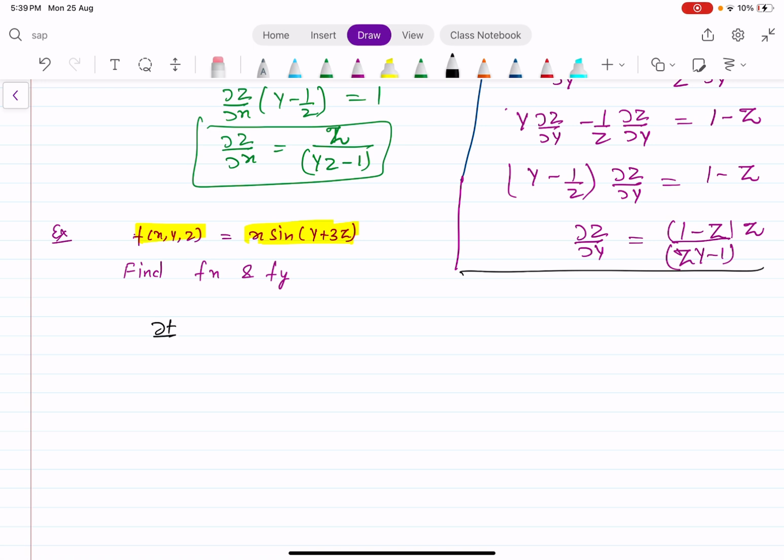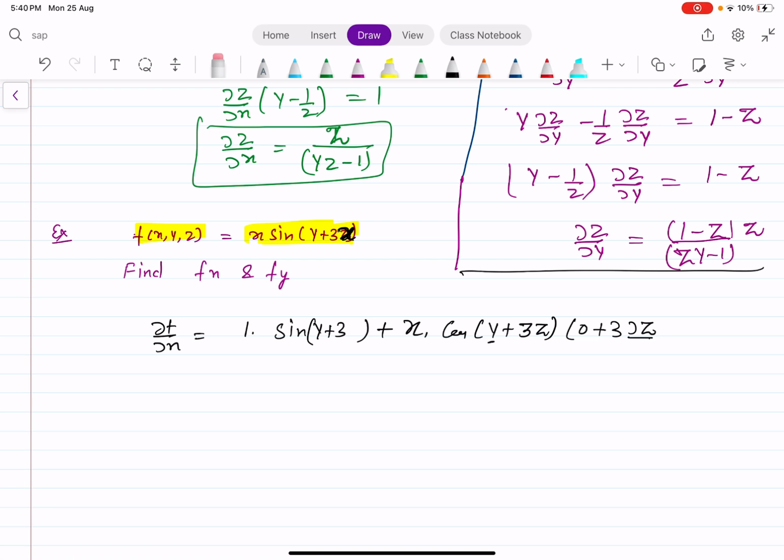So ∂f/∂x equal to, we are differentiating f with respect to x. So it is a function x sin(y plus 3z). So differentiation of x with respect to x is 1, sin(y plus 3z) as it is, plus x as it is, differentiation of sin(y plus 3z), that is cos(y plus 3z), and differentiation of y is 0 because y is constant when we are differentiating f with respect to x, plus 3 ∂z over, I think it should be x. Okay, it should be x.